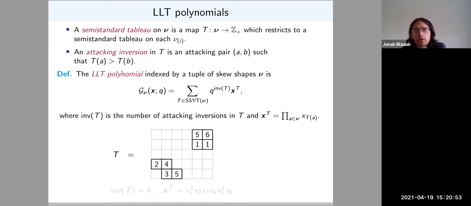So here's an example. Let's go through each attacking pair and check whether or not it's an inversion. The definition is that if the filling in the attacking box you start with is less than the one you end with, then that's not an inversion. If it's greater, then it is an inversion. So here 5 is greater than 3, that's an inversion. 3 is greater than 1, inversion, and so on. Of the 7 attacking pairs, 4 of them are inversions. So we get inv of t as 4, and this contributes a q to the 4th power times this monomial in the sum.